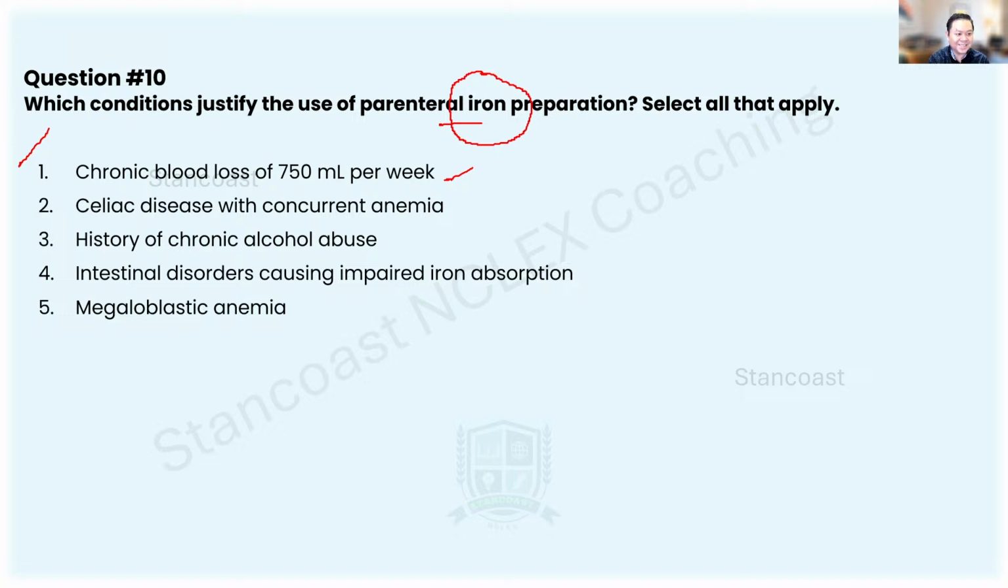Number 2, celiac disease with concurrent anemia. Well, we know earlier about the celiac disease, right? Conditions like this one can impair the absorption of iron due to the gastrointestinal damage, right? And so what do you think? It can also qualify them to receive the parenteral iron supplement, okay? Because of the malabsorption syndrome.